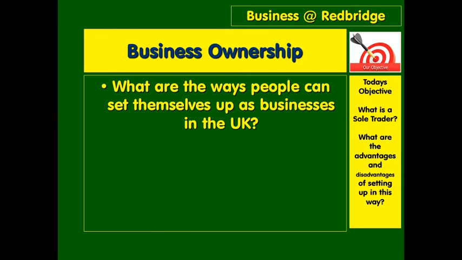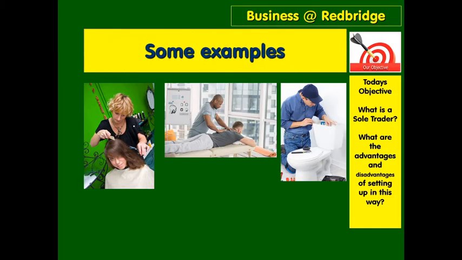Okay, so first of all, business ownership. The word business ownership is the way in which a business is owned. There are 4 types of business ownership which we will learn about. There are a few others, but these are the different ways in which somebody in this country can set themselves up as a business. So we're focusing very much on a sole trader. This is the first one. It's the simplest to set up.